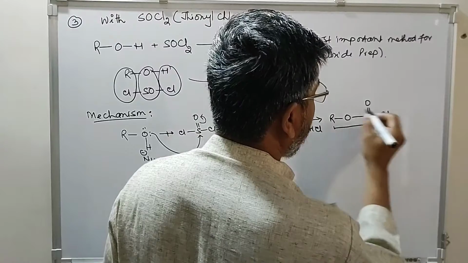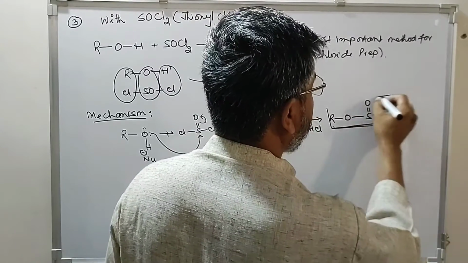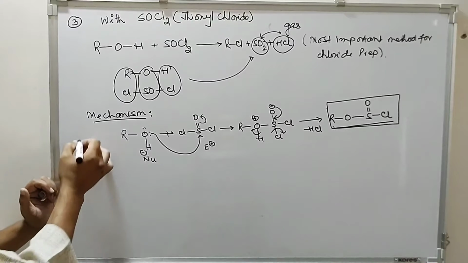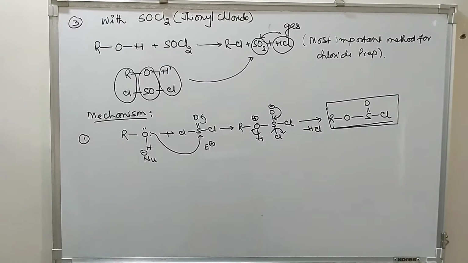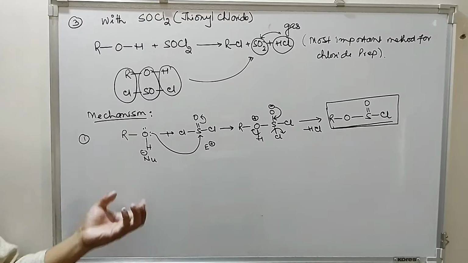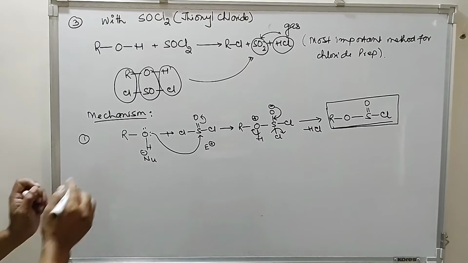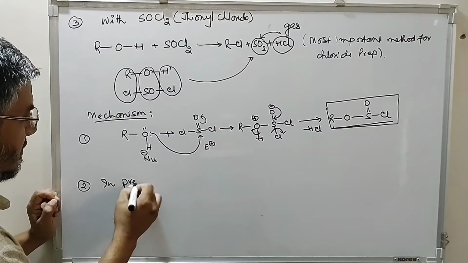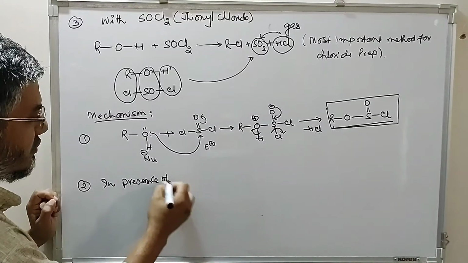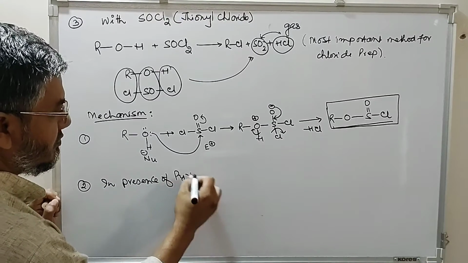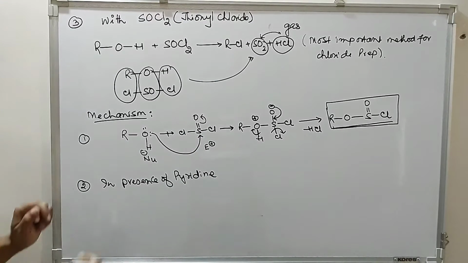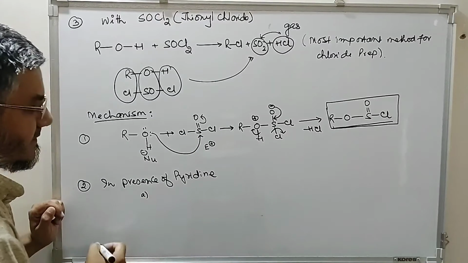So this is one of the intermediates that is formed in this reaction. We'll focus on this intermediate. So we have the first step, then the second step. The reaction may be in presence of pyridine or in absence of pyridine. So firstly, in presence of pyridine. When this reaction is carried out in presence of pyridine, what is happening is, look at it.